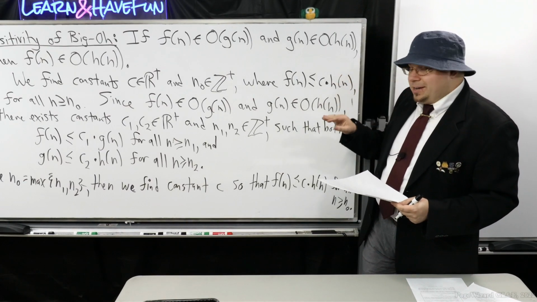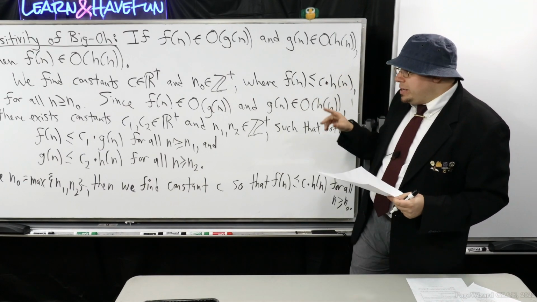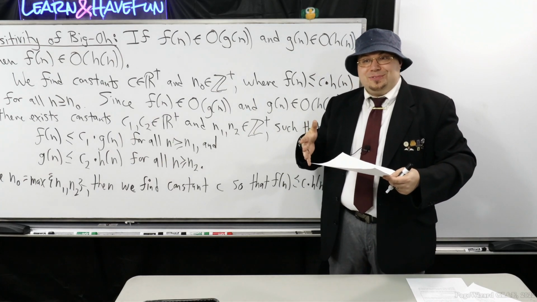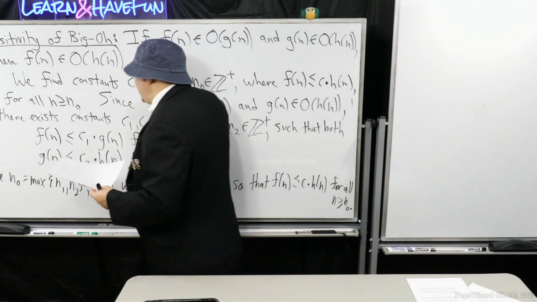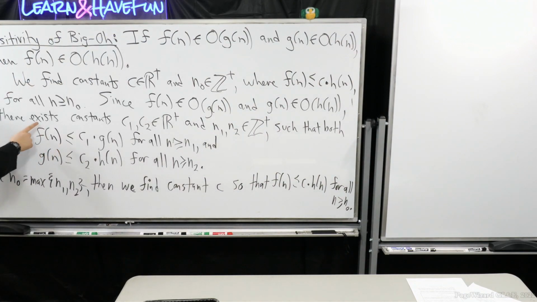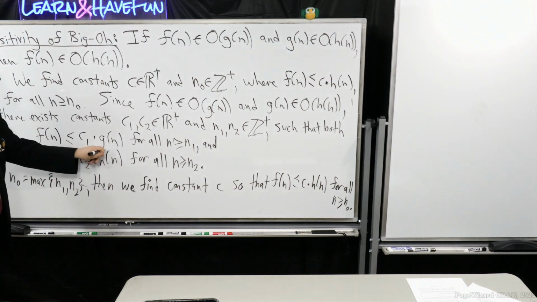So notice here, we're not going to add the inequalities, which is what we've done many, many times. We're not going to multiply them. Instead, what we're going to do is watch this. I want to say something about f and h. But notice that in the middle here, for this inequality, I have the c1 times g of n.